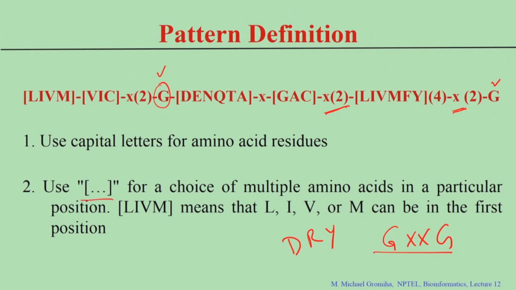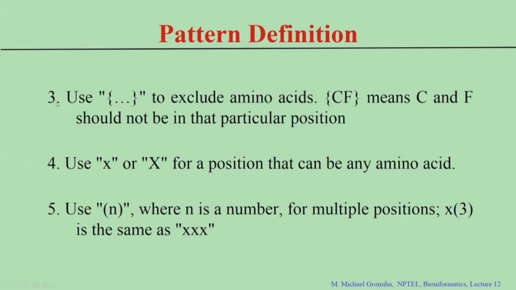Then we use the square brackets. For example, here we put LIVM, this gives you the choice of amino acids, any of these 4 residues, either L or I or V or M, any residue can be accommodated at position number 1. Then we have these curly brackets. If these are curly brackets, this is excluded, this is not allowed. For example, if you put CF, C and F should not be in that particular position, that is, they give the exception that these are not allowed. Then you put X for any amino acid, and the number means the number of times.